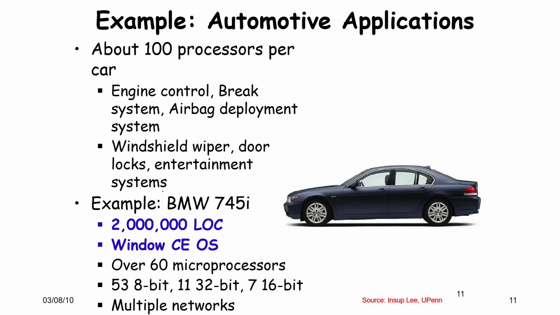If I were to look at a typical car, it's a slightly dated example, but it'll have 100 processors per car. Modern cars will have many more. It depends on how you count, but definitely for engine control, the brakes, airbags, even small things like windshield wipers and so on are becoming smarter, and definitely door locks and entertainment systems as well. So this is all for a regular car where we have many of these processors.